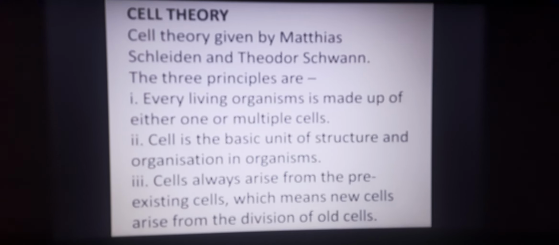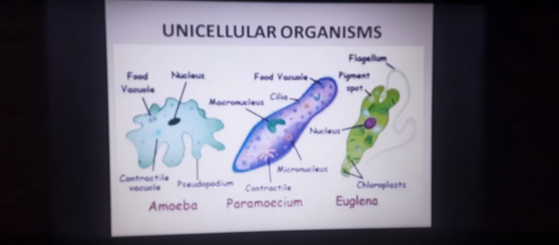That is, a cell cannot be prepared artificially. Only a cell can be formed from a pre-existing cell. That is, from an older cell, new cells will be formed. Unicellular organisms are organisms made up of only one cell, for example amoeba, paramecium, euglena.